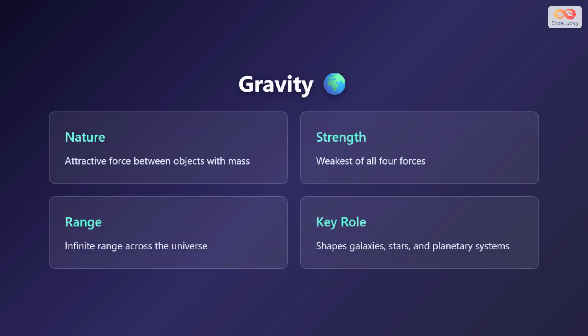Let's start with gravity, the force we're most familiar with. Gravity is an attractive force that acts between any two objects that have mass. Interestingly, it's the weakest of all four fundamental forces. However, what makes gravity special is its infinite range. It can act across vast cosmic distances, which is why it plays such a crucial role in shaping galaxies, forming stars, and keeping planets in orbit around their suns.